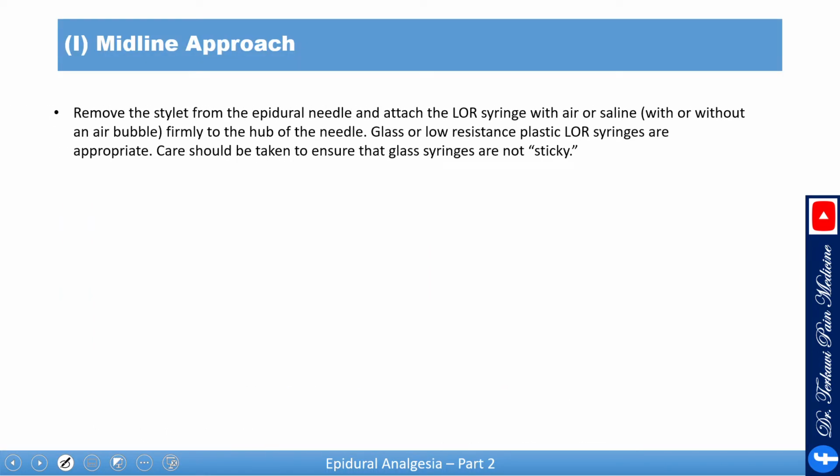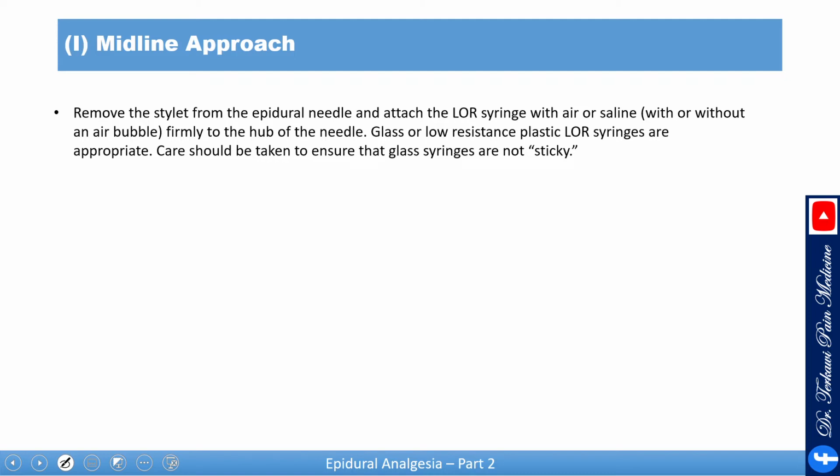Then remove the stylet from the epidural needle and attach the loss-of-resistance syringe with air or saline, with or without an air bubble, firmly to the hub of the needle. Glass or low-resistance plastic LOR syringes are appropriate. Care should be taken to ensure that glass syringes are not sticky.